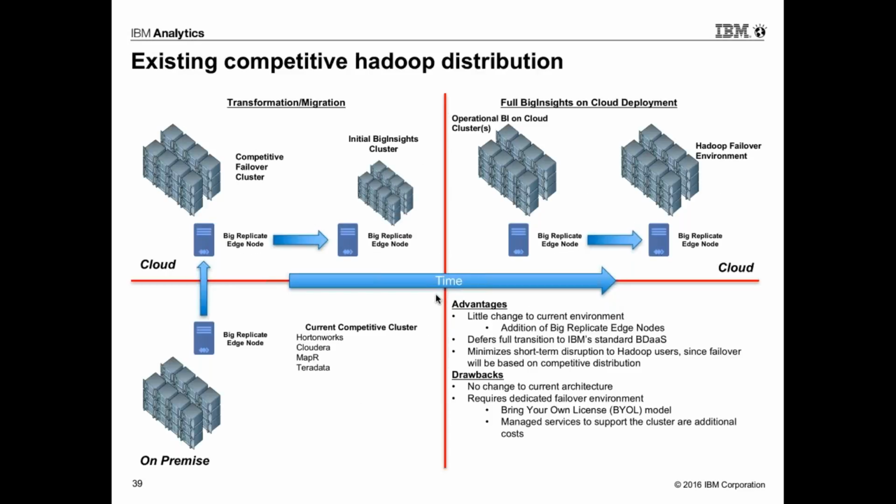So, existing competitive Hadoop distributions, there are different distributions. There are on-prem cloud, hybrid cloud, and then there are transformation and migration phases. What are the advantages? You add edge nodes, addition of Big Replicate edge nodes to the current environment. So that's a very minute change you'll have to do. And then there are different transition phases, and it is also a short-term disruption to Hadoop users. So it's also a competitive distribution. So this is another advantage.